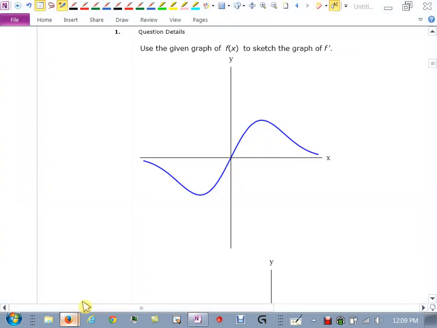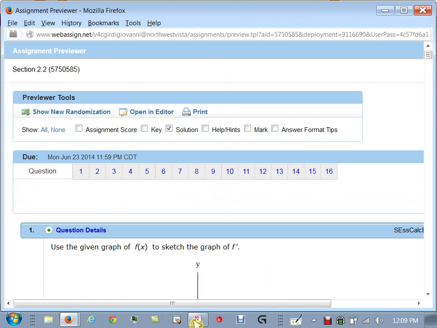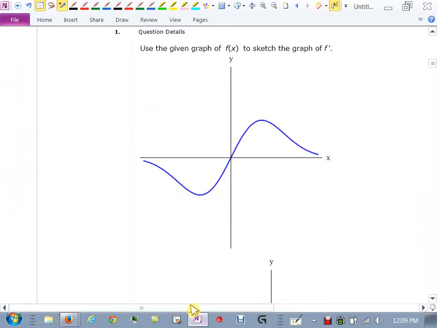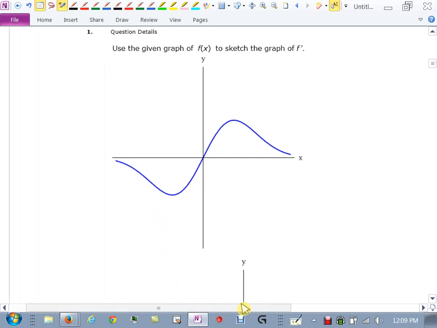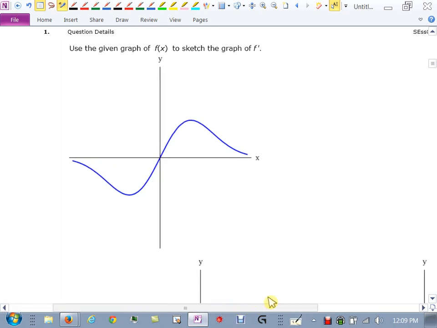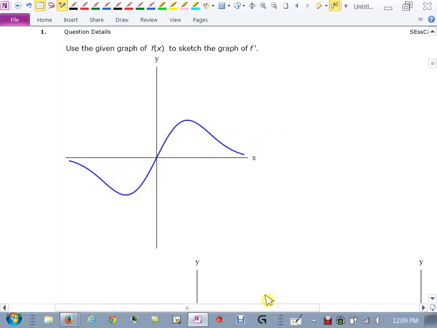All right, we're back in business here, working on homework 2.2. The first question says to use the given graph of a function to sketch its derivative. So what I'm going to do is transpose the derivative onto this graph, and I'll start by looking at the points that are easy to get.